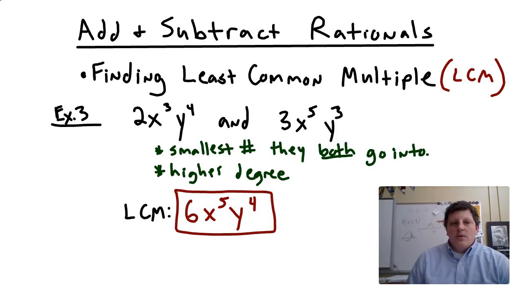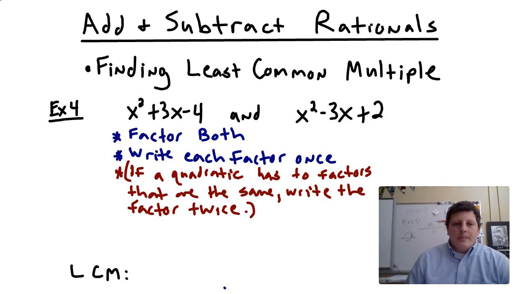When we get to polynomials, it gets a little bit more hairy. When we're finding the least common multiple of two polynomials that are larger than monomials, we have to factor both of them and then write each factor once as part of our least common multiple. Technically, if the quadratic has two factors that are the same, we would write the factor twice. So if we're going to factor x squared plus 3x minus 4, we would get x plus 4 times x minus 1.